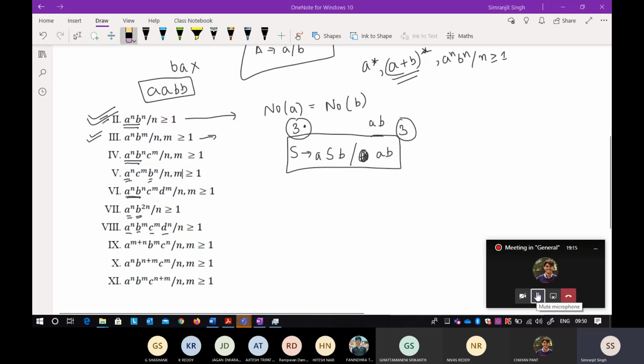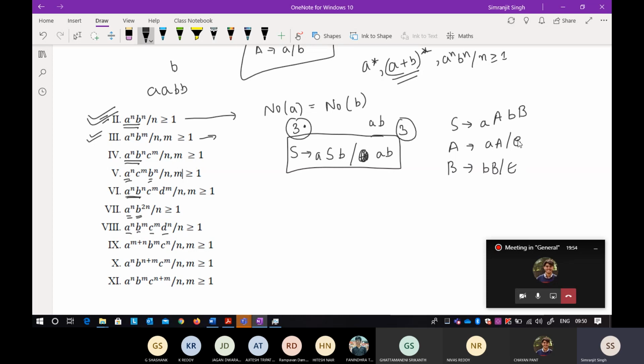Okay, I think Jagan has given the answer here. Just let me see. Okay, I think both Jagan and Fanindra have given the same answer. So just let me see what is the answer here. Okay, S, the starting symbol, tends to a single A, then there is a B, and then there is A star here, and then there is a B star here, I think. Yeah, B star. Okay, this is your epsilon and this is your epsilon.